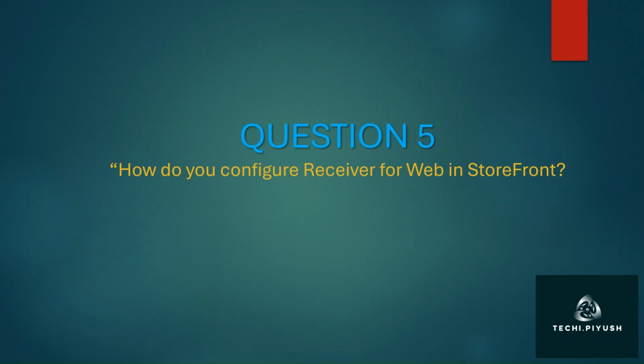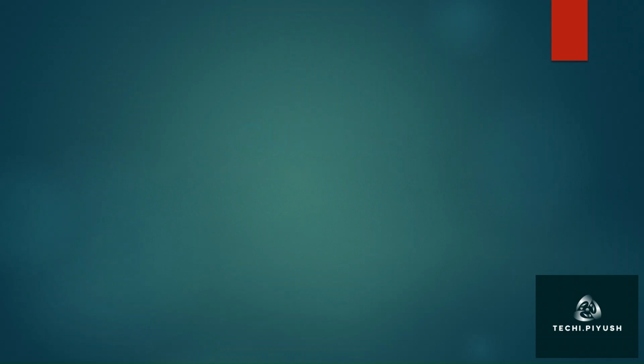Now let's quickly move to the StoreFront configuration related questions. The first question is a simple one. How do you configure Receiver for Web in StoreFront? To configure Receiver, first you need to open the StoreFront console. Then you need to select the store and enable Receiver for Web. You can also customize the interface for branding purposes or to match your company's look and feel, and as well as you can add your company's logo.